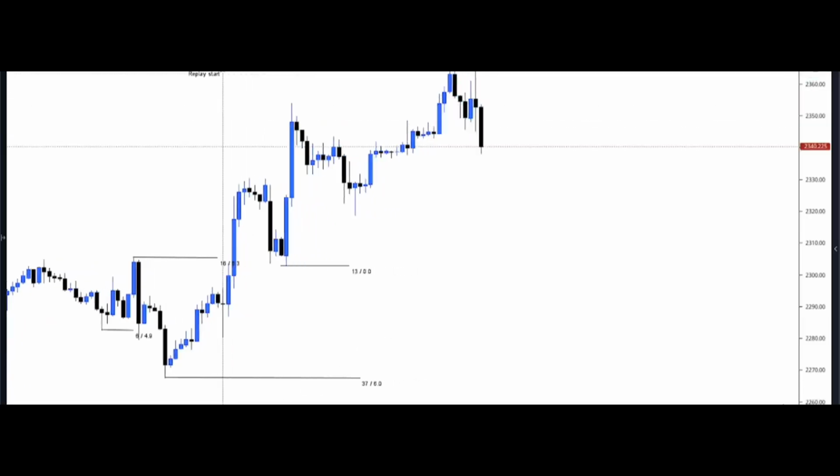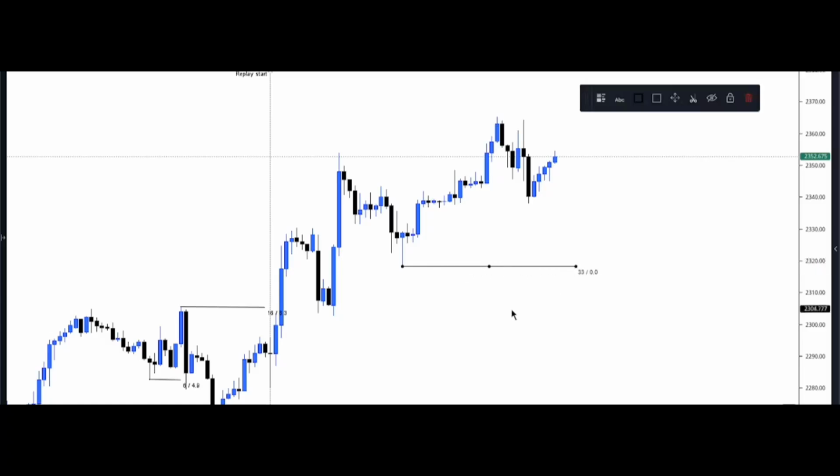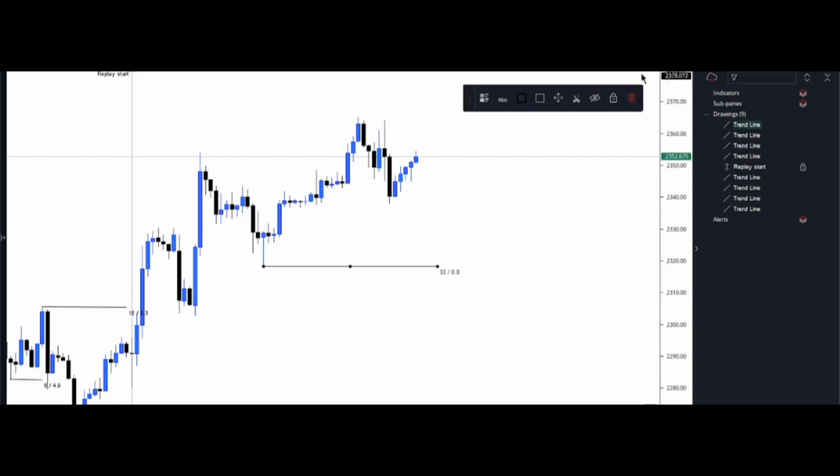Okay, so price didn't take that out, as you can see. So we have a new inducement in place. We can now transfer this inducement to where? To here. This is our new point. If it takes it out and gives us the NCP, we go long, or we wait for it to tap into our area of interest. Simple.